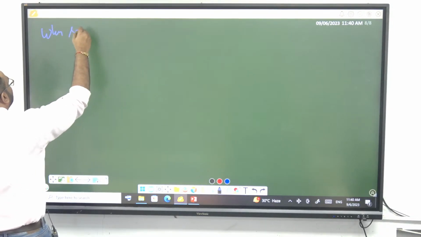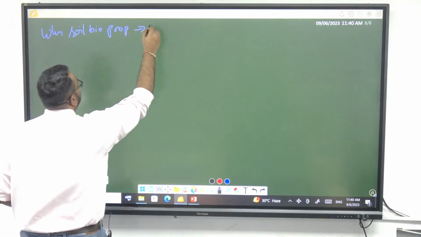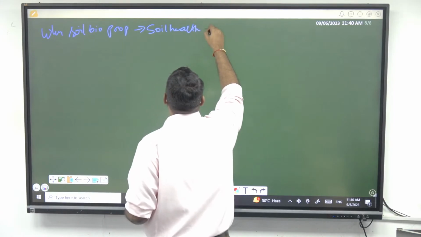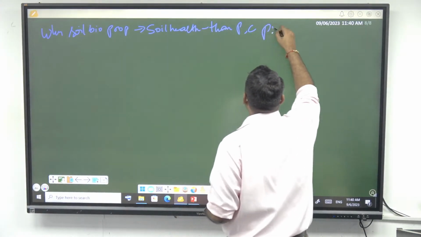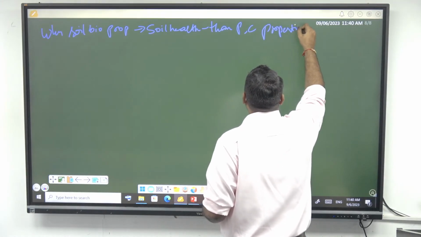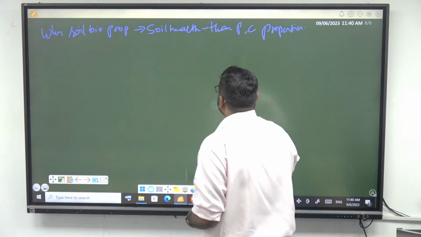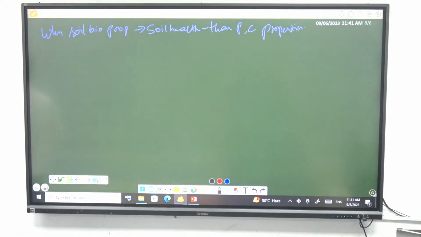Why are soil biological properties a better indicator of soil health than physical and chemical properties? See, this is why I always say that fundamentals are important. This is just taking your fundamental understanding of soil properties, nothing else, correct?